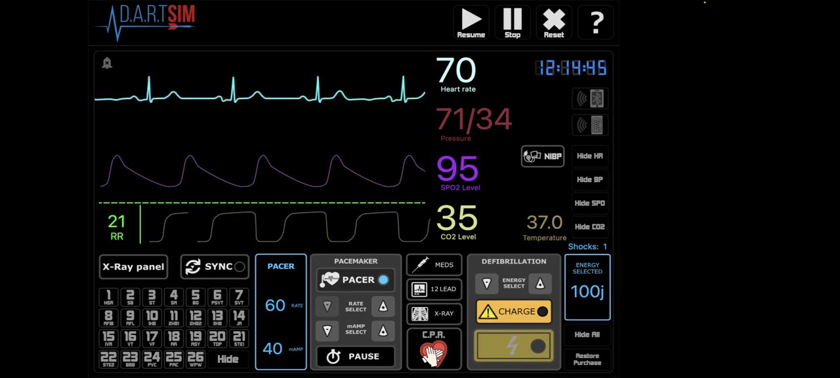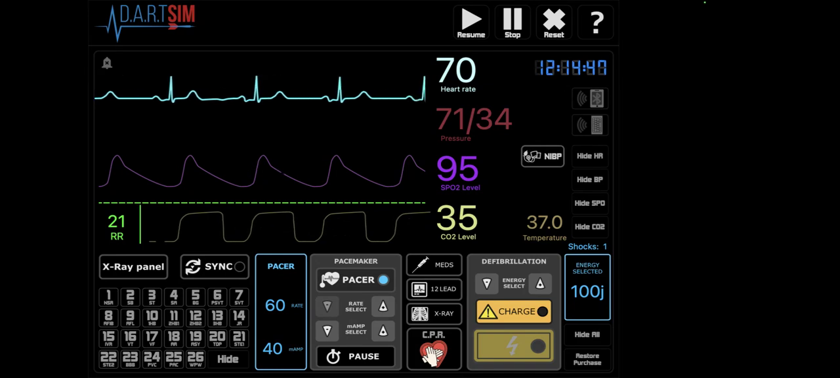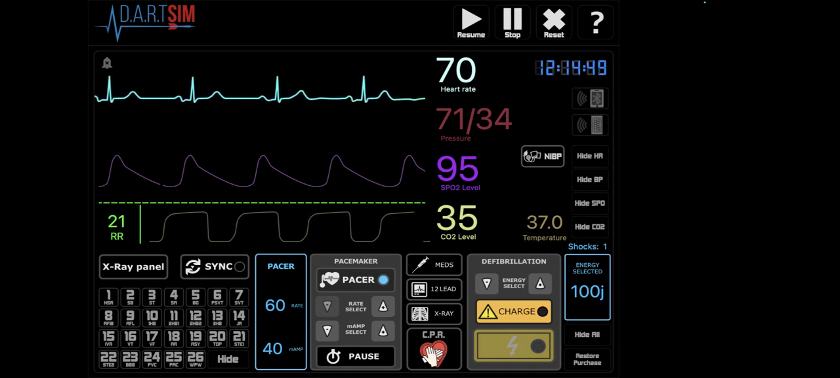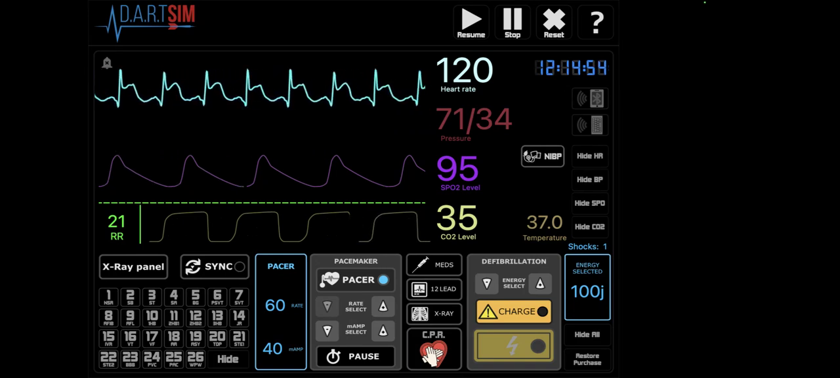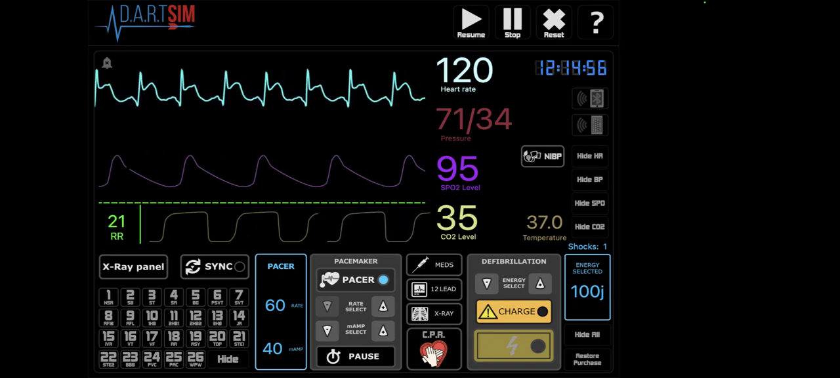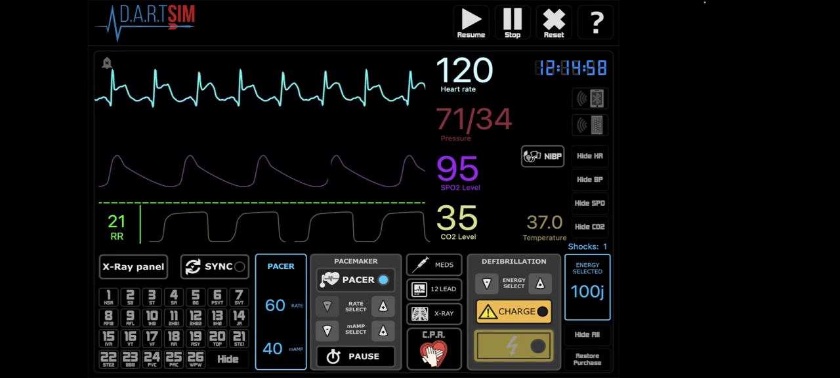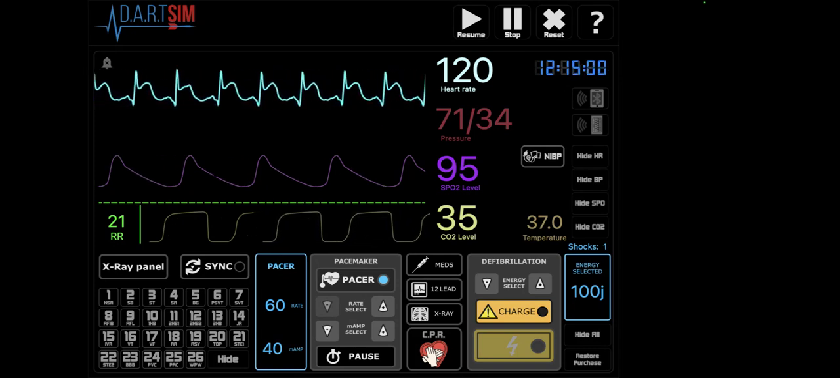And so let's go to STEMI patient. So here we are, new patient, and I want to go in and look at him.